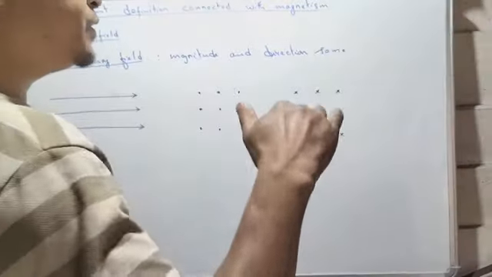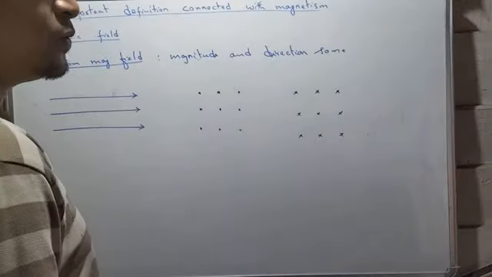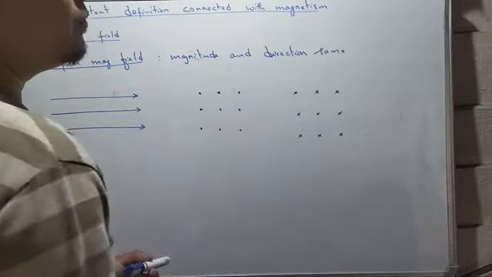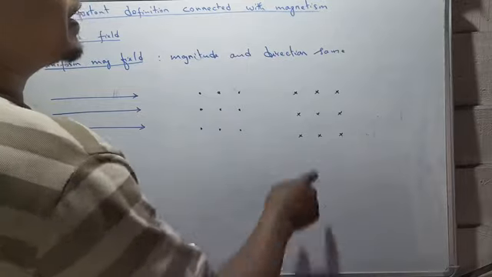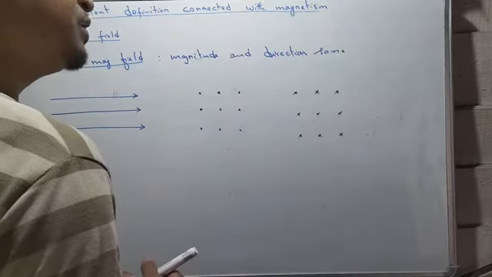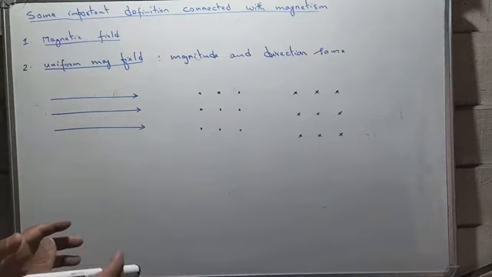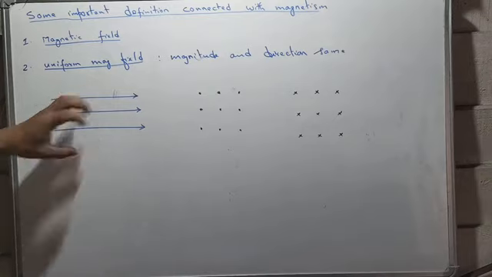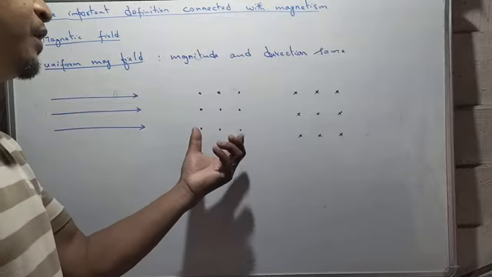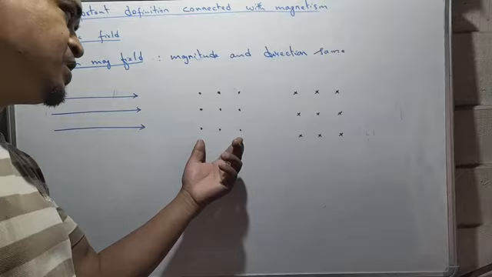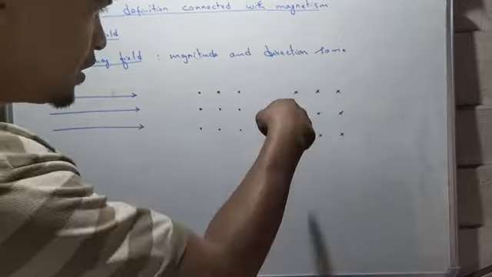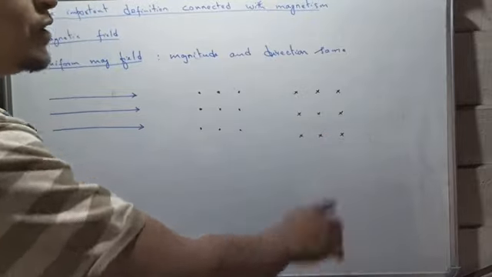Now, another representation is a uniform magnetic field in which the direction is directed normally into the plane of the board. So when a uniform magnetic field is acting perpendicular to the plane of the board, inward, then such a field can be represented by a cross. So these are the three types of uniform magnetic field with different directions. When the field is acting along the plane, this is the representation. When the field is acting perpendicular to the plane but outward, this is the representation. And when it is acting perpendicular to the plane and directed inward, we represent it by a cross.